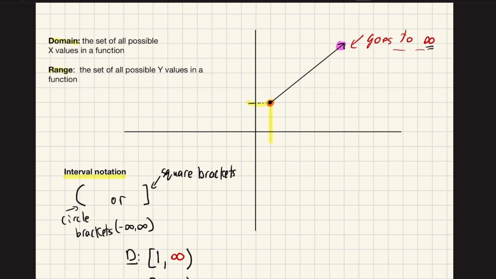And so the way you can think about each of the values listed inside these brackets is the first one listed is always your minimum value, and the second one is your max value, and that applies to both the domain and the range.